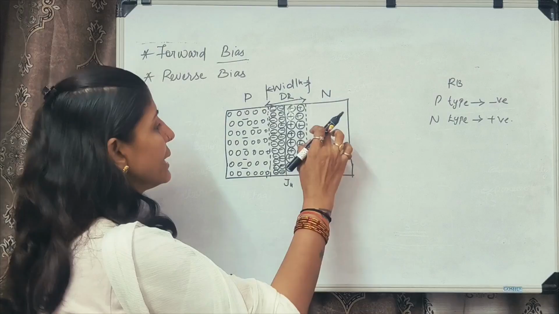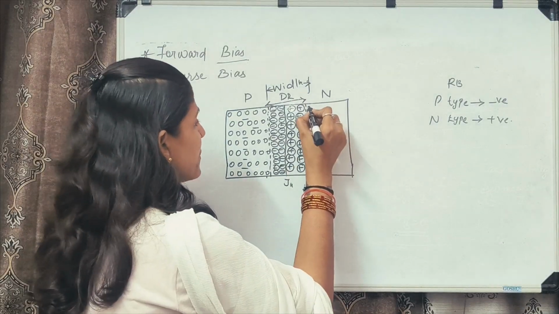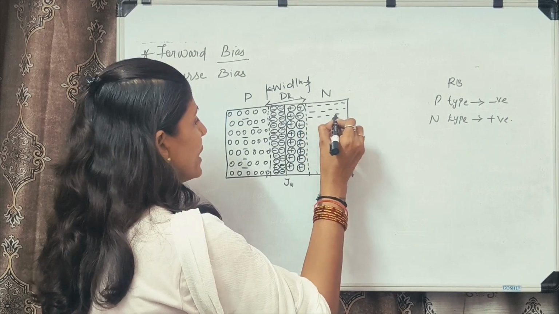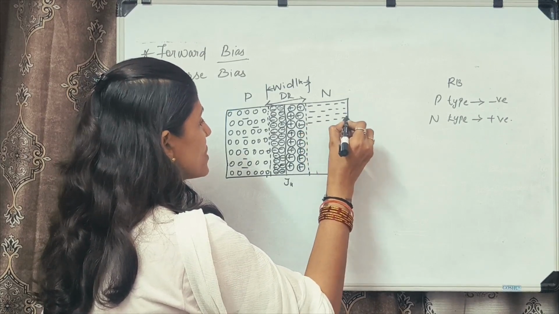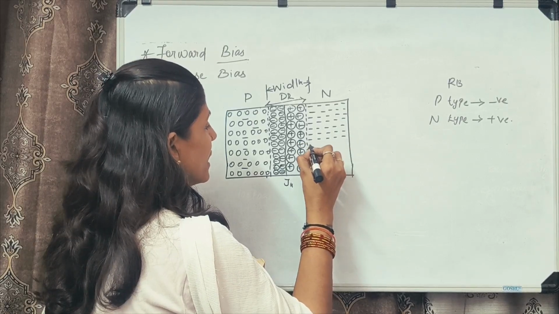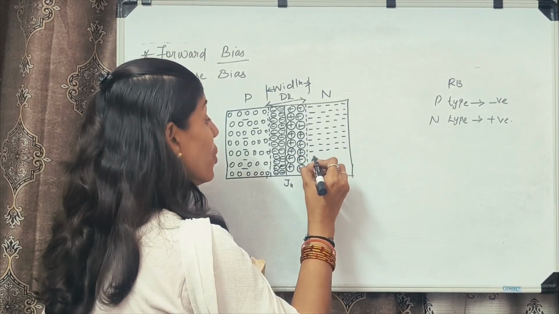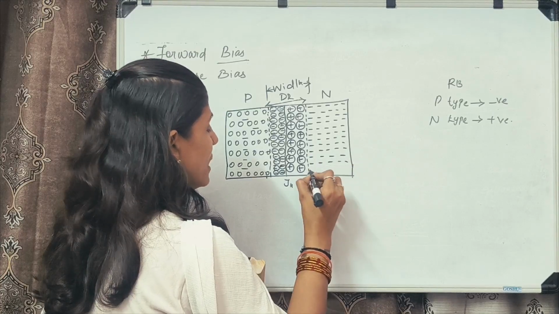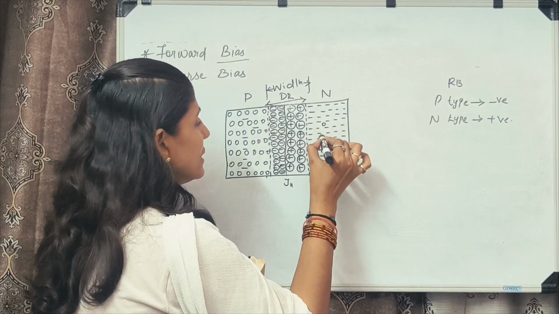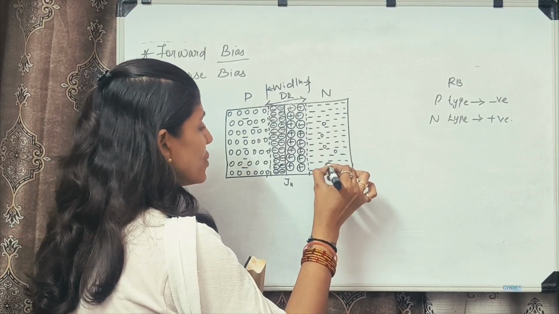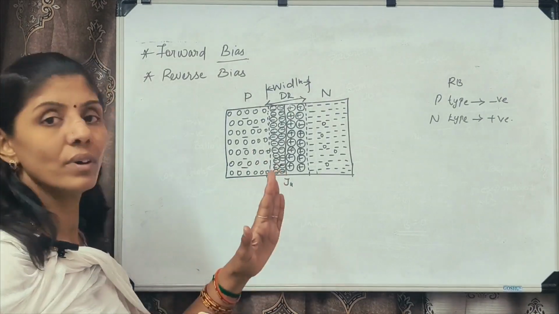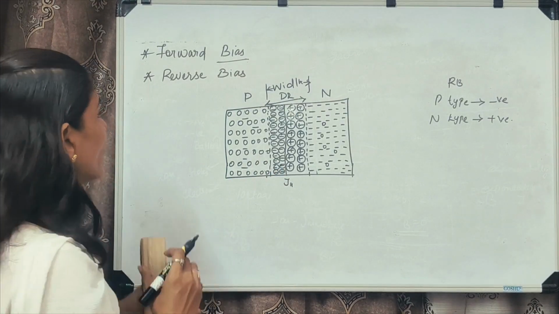Okay, in the n-type semiconductor, what is happening? Electrons are the majority charge carriers. It is having more number of electrons, right? Even then it is having holes, right? So holes are the minority charge carriers. Okay, clear? Yes.